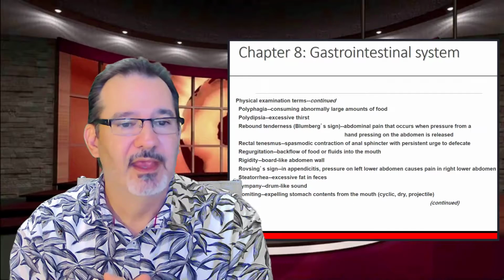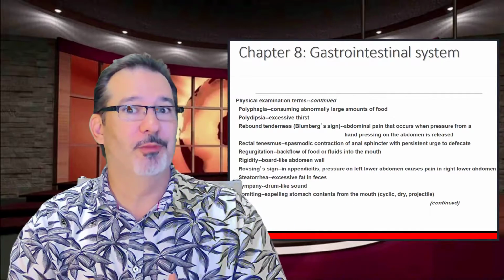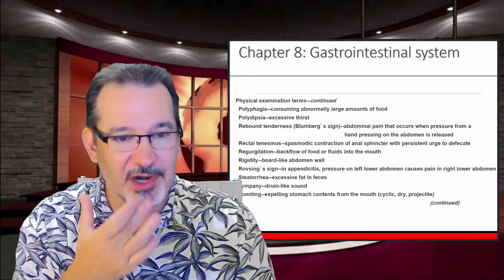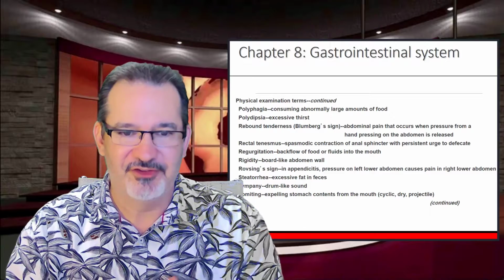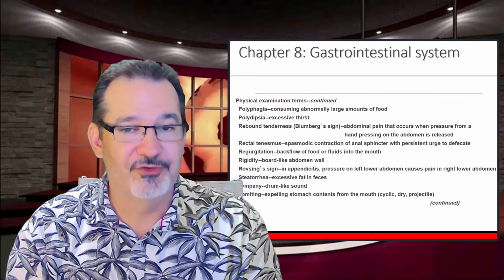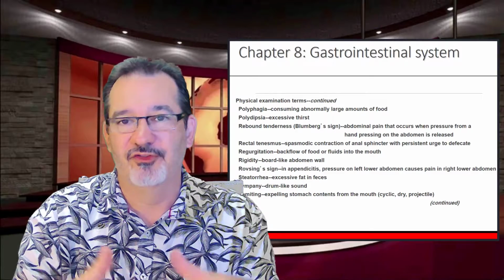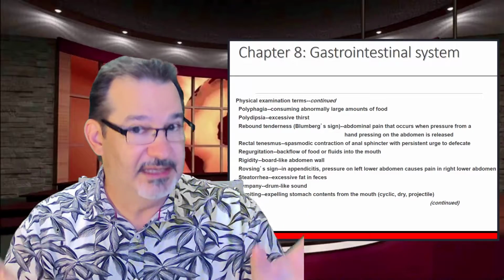Okay. All right, a couple other terms. Polyphagia, consuming abnormally large amounts of food. That's a good one. Polydipsia. Polydipsia is excessive thirst. Okay, so that would be a diagnosis that we might use for somebody maybe before we've diagnosed somebody with diabetes.